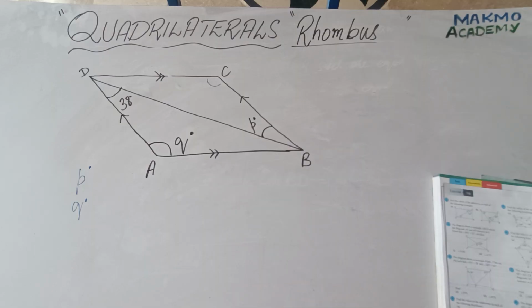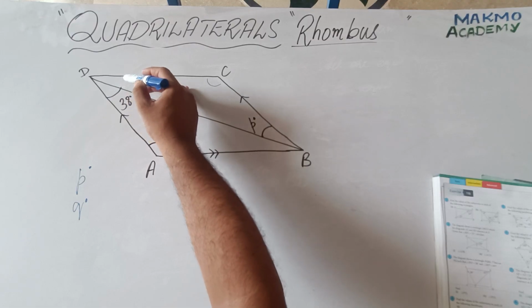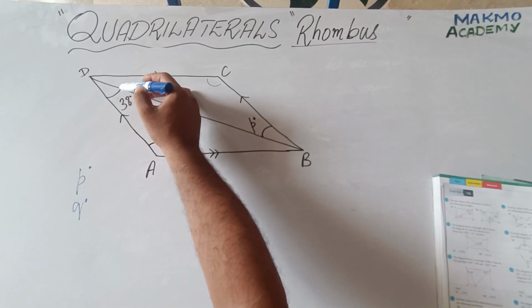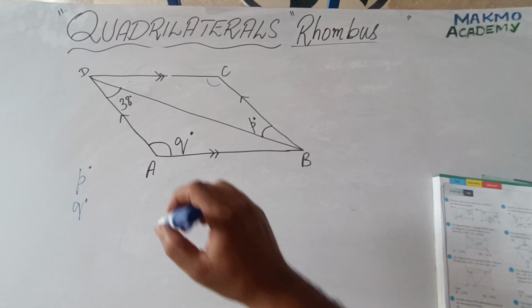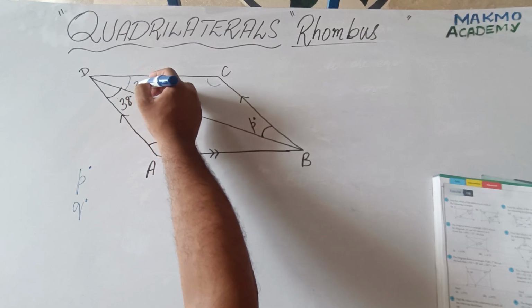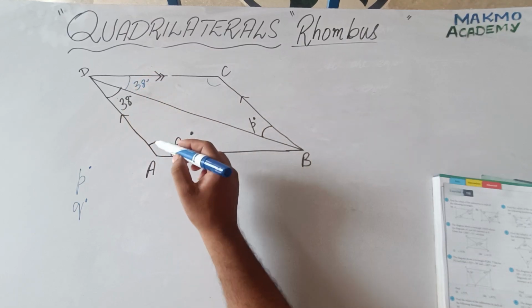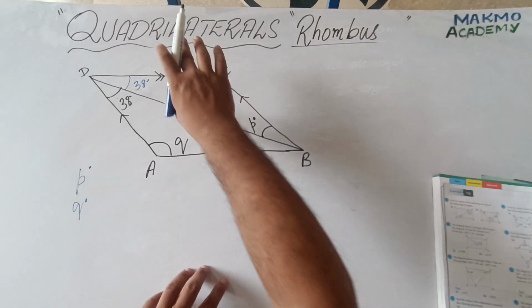But we have discussed that these two angles are equal in size. So if this is 38, this would also be equal to 38. So we can find it in this way: 38 plus 38 plus Q is equal to 180, interior supplementary angle. This is one of the ways to find the size of Q. So yes, we can apply that property as well.